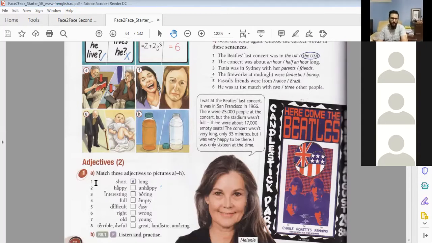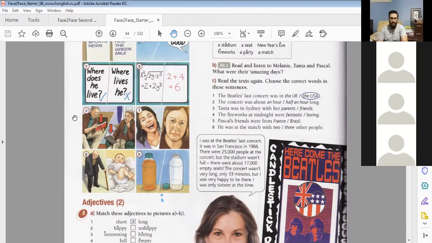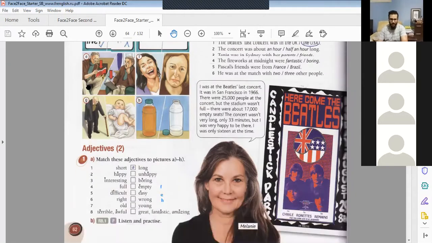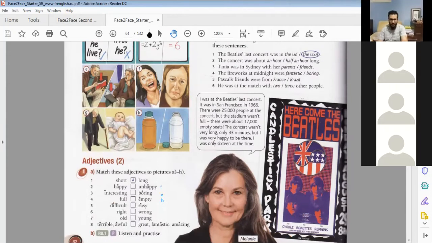What about interesting, boring? E. Correct. What about full, empty? H. Correct. What about difficult, easy? D. Correct. Difficult, easy. This is E. D, sorry.